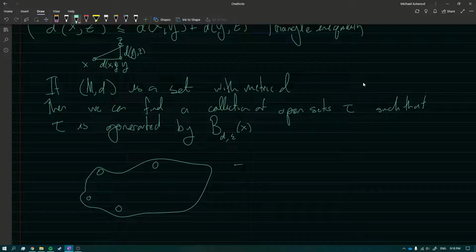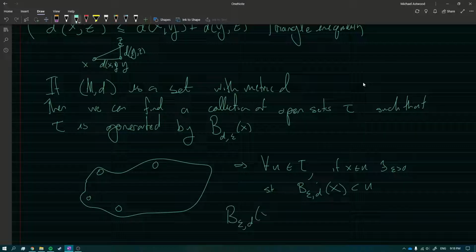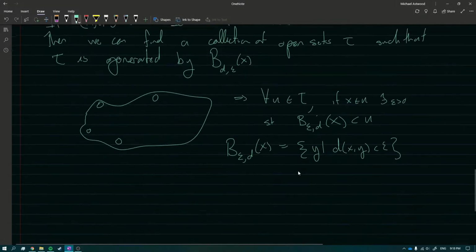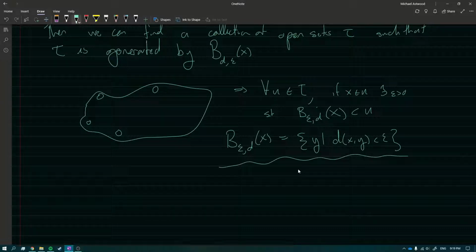So that is for all U which is an open set, if x is in U, then there exists epsilon greater than 0 such that B epsilon with respect to the metric d of x is completely contained within U, right? So this open set B epsilon d of x is just defined the same way as an open ball. So you pick all y such that the distance between x and y is less than epsilon. Great. So this sort of defines a general metric space, and this is how we sort of get all the open sets in the metric space.